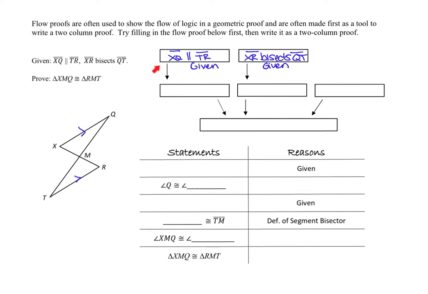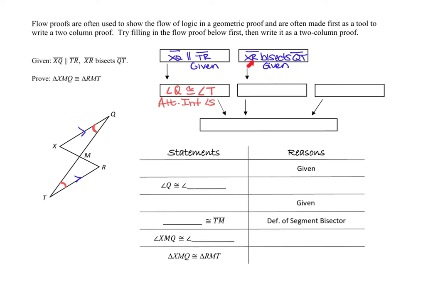So parallel lines lead to what kind of angles given this diagram? The only angle relationship that can be made from this diagram and the parallel lines are alternate interior angles. So remember, this is a transversal. Alternate means they're on different sides of the transversal. Interior means they're inside the two lines. So that means angle Q is congruent to angle T by alternate interior angles.